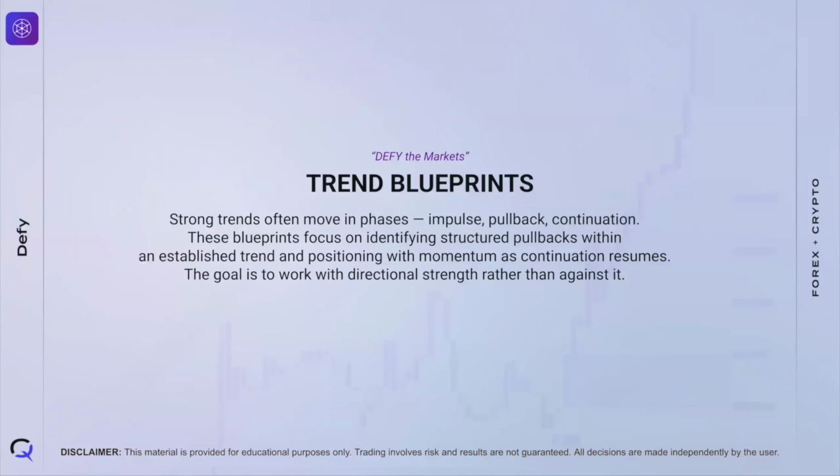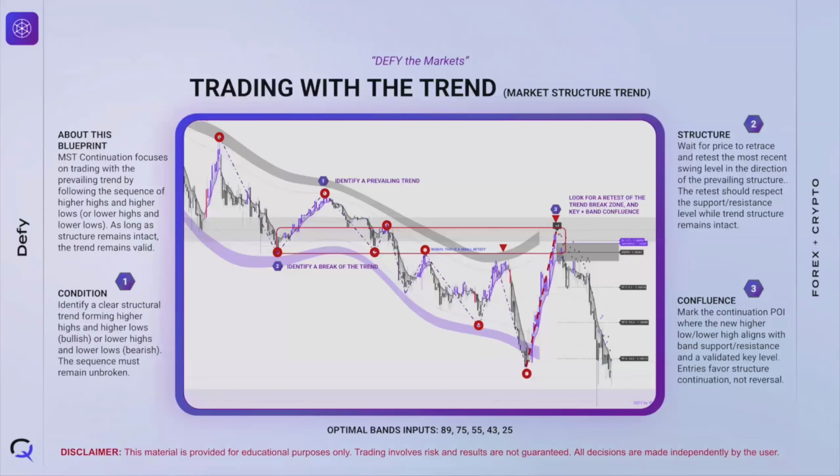Now, the next blueprint is known as the trend blueprints, right? Because again, strong trends do move in phases. They impulse, they have a very strong wave, they pull back, and then they have a continuation. So this is what happens. These blueprints are designed to focus on identifying structured pullbacks within established trends to position yourself with momentum as the trend continues. So again, the goal here is to work with the directional strength, the trend, rather than against it.